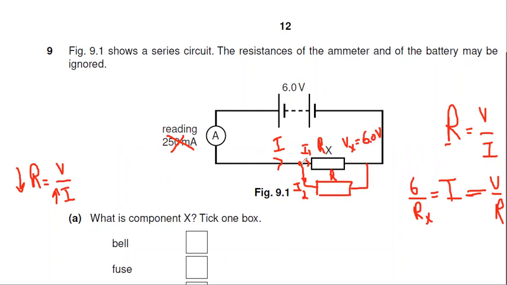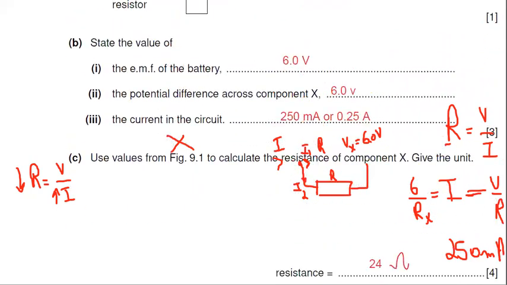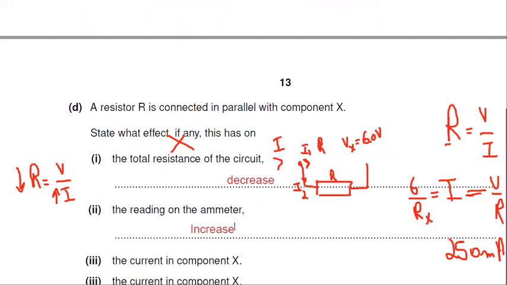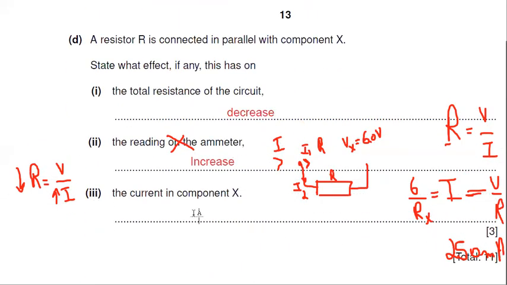So the current that will be taken from the total current will be the same current, which is 250 milliamperes. So the current will not be changed. There will be no change for the current. So for the last question we have here, the current will be unchanged. Thank you.